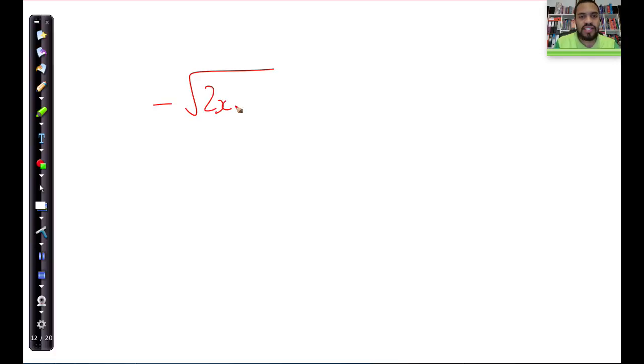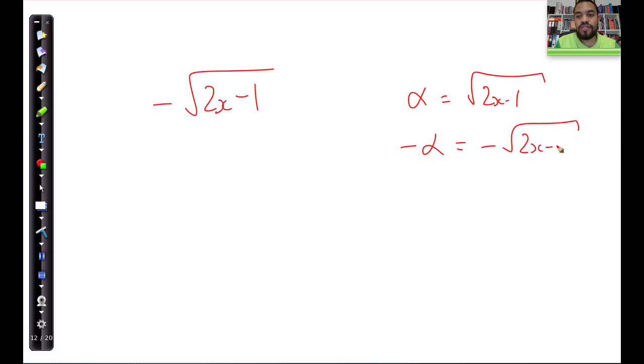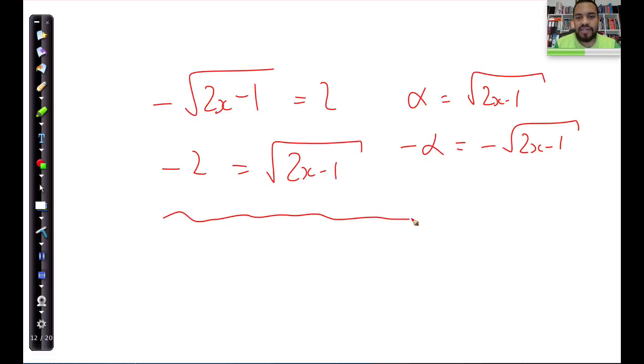Now, on a new page, I want to talk about a negative square root. If I let alpha equal the square root of 2x minus 1, then negative alpha is equal to negative the square root of 2x minus 1. Similarly, if you've got an equation and you want to take this to the other side, you say that's minus the root, but I want the square root to be positive, so I'm going to take it to the other side. It's like taking alpha over, and it just becomes the positive root of 2x minus 1. So that's just something to keep in mind: you can take the entire root over.